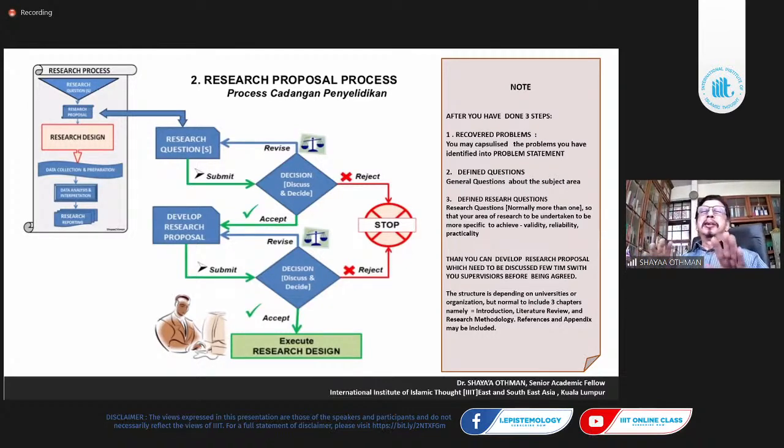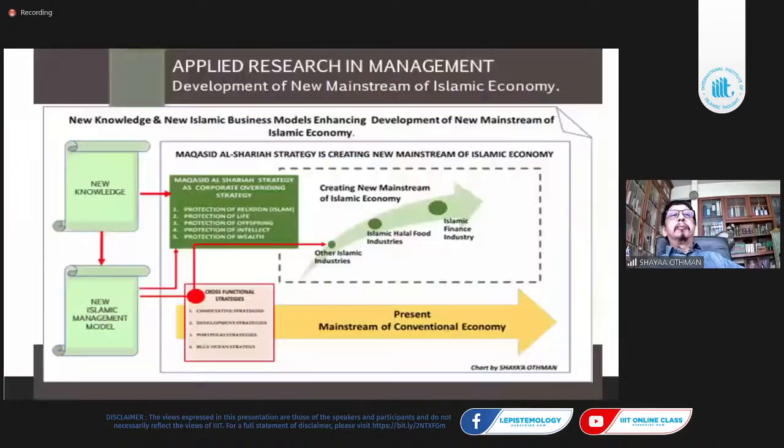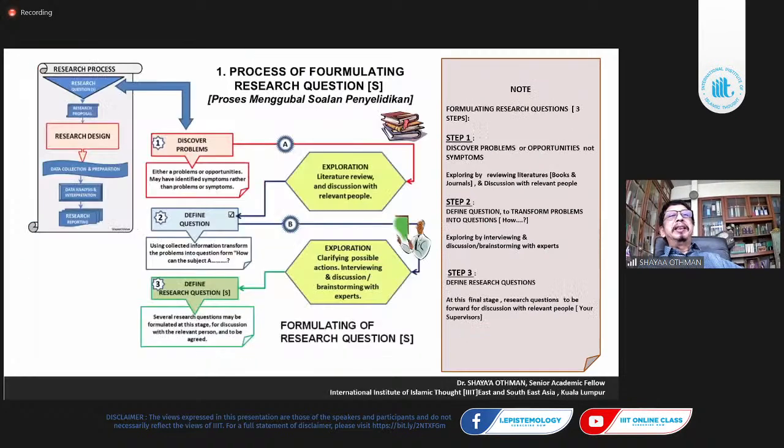As I did mention earlier, you look at applied research. What is applied research? Applied research basically relates to solving the real problem. Okay, applied research.